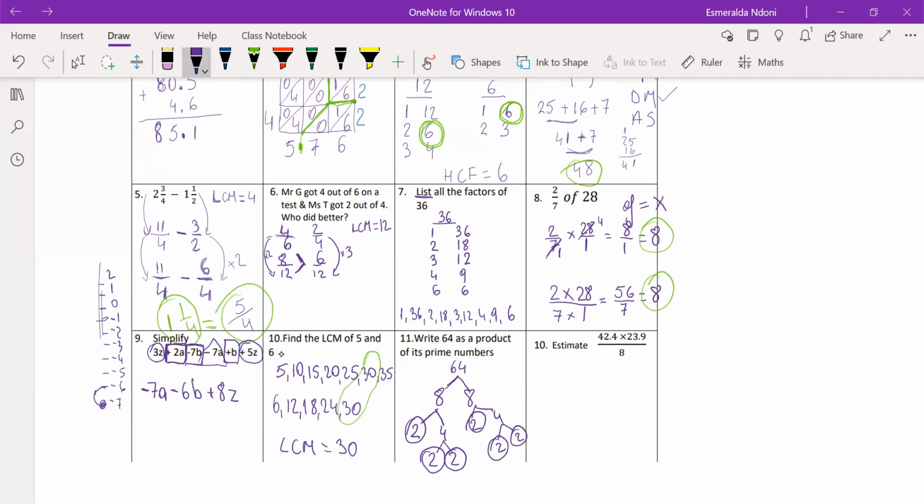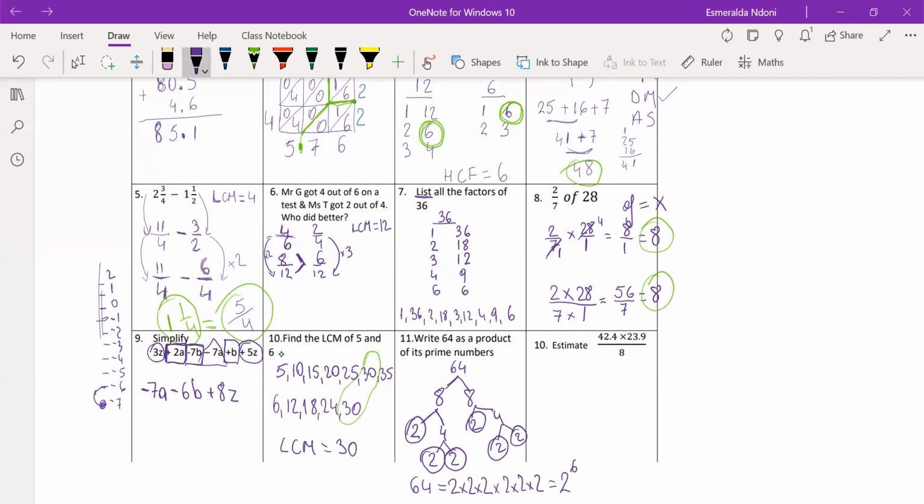Now the question says write 64 as a product. So you write down 64 is made out of 2 times 2 times 2 times 2 times 2 times 2. Or if you want to be really smart, you say it's 6 of them: 2 to the power of 6. It's just writing it so much neater. And that question is finished.